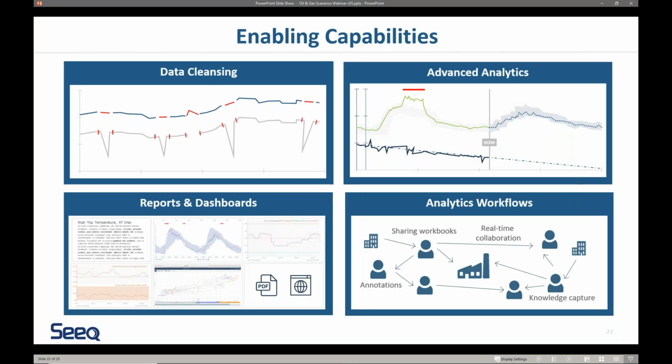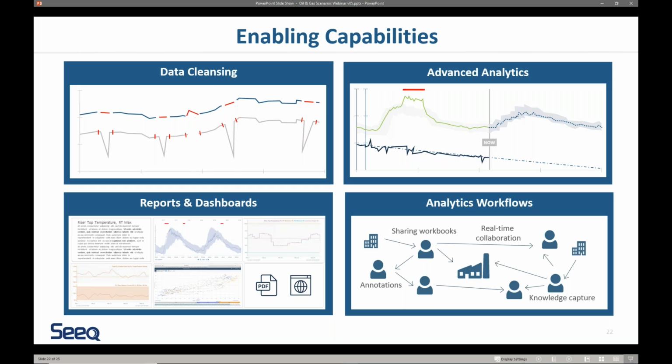As I near the end of the material I have prepared, I wanted to just highlight once again some different enabling capabilities that we've seen throughout this webinar. One of them we looked at was data cleansing. We saw this both in the heat exchanger example and in our well completion analysis.